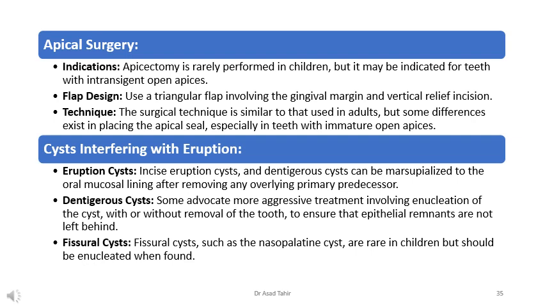Cysts interfering with eruption. Eruption cysts, incisive eruption cysts, and dentigerous cysts can be marsupialized to the oral mucosal lining after removing any overlying primary predecessor. Dentigerous cysts. Some advocate more aggressive treatment involving enucleation of the cyst, with or without removal of the tooth, to ensure that epithelial remnants are not left behind. Fissural cysts.